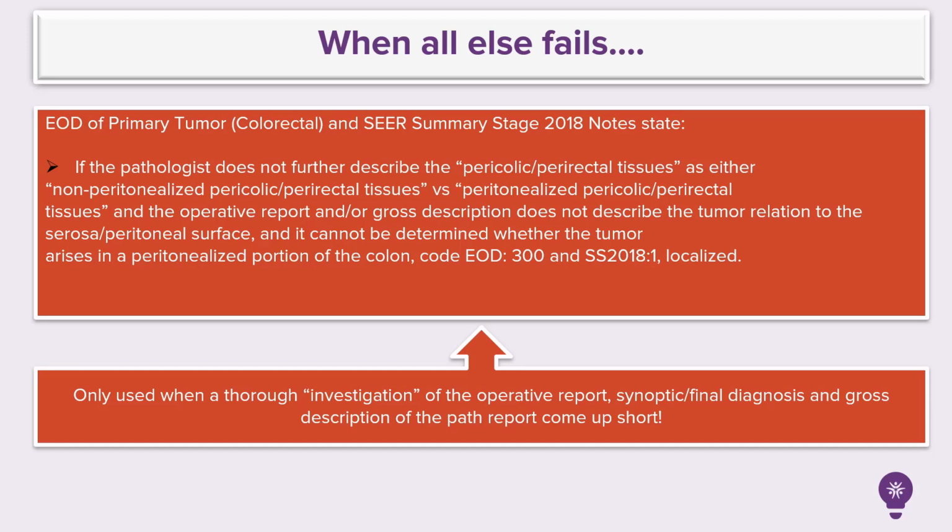It's important that this is only used when a thorough investigation of the operative report, the synoptic final diagnosis of the path report, and the gross description of the path report come up short. That is the only time you want to default to 300 and localized.